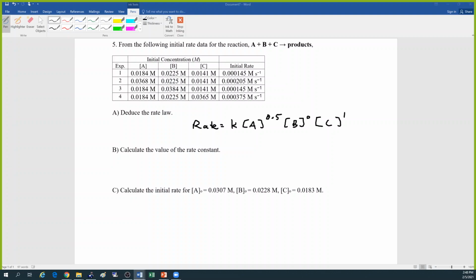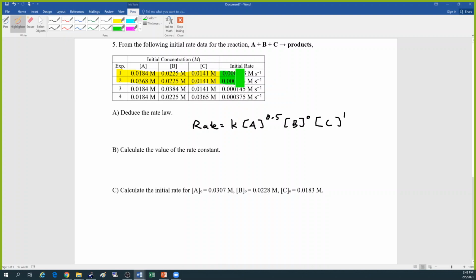How did you find the orders for A, B, and C? That's what we've been working through the last two problems. You have to pick appropriate experiments. For A, for example, what we really want to do is make sure that A changes, but everything else stays the same. If you look at the first two experiments, A is changing its concentration, but B and C are staying constant, so they're not going to have an effect, and we can just study what A is doing to the system.